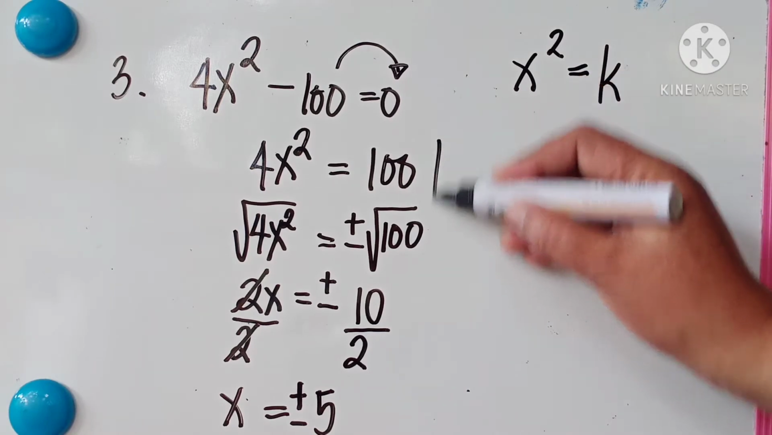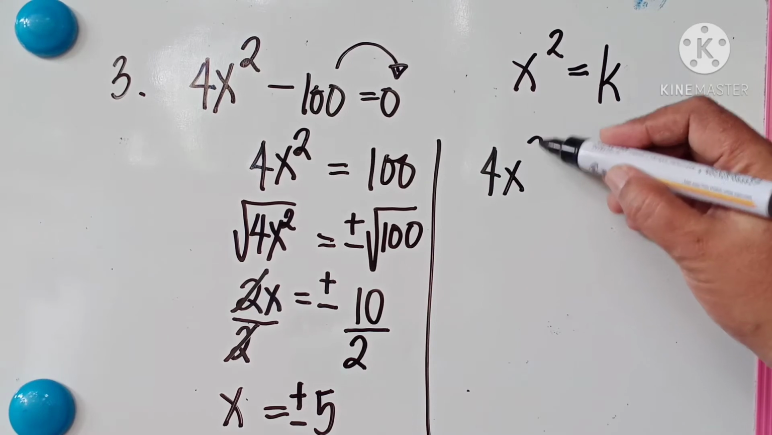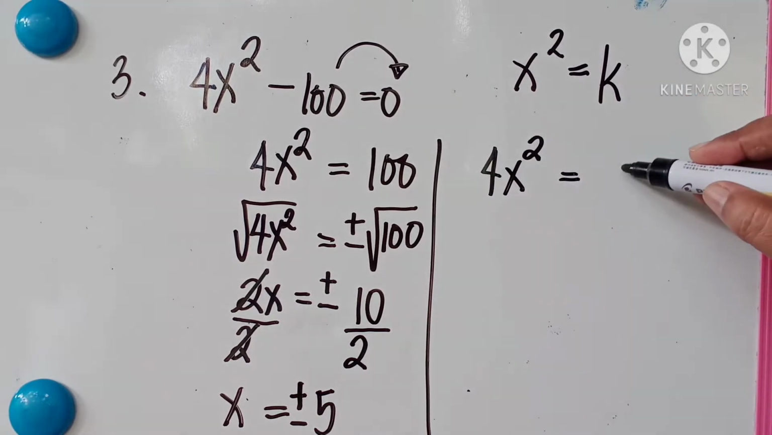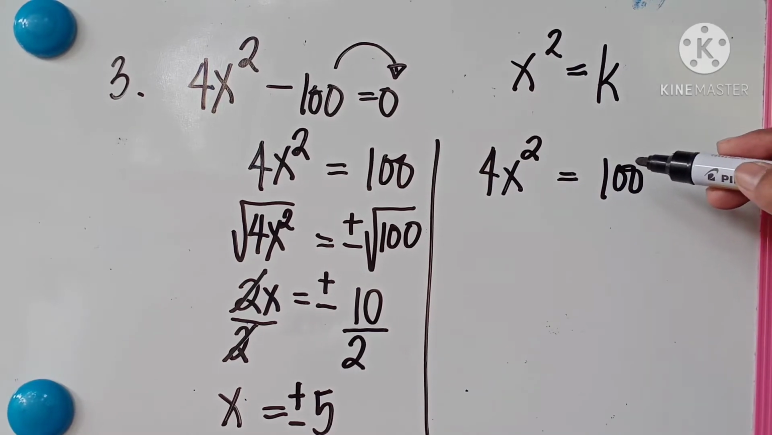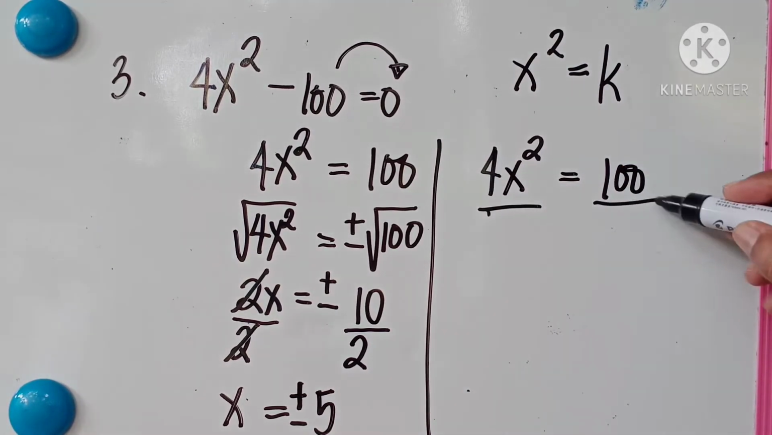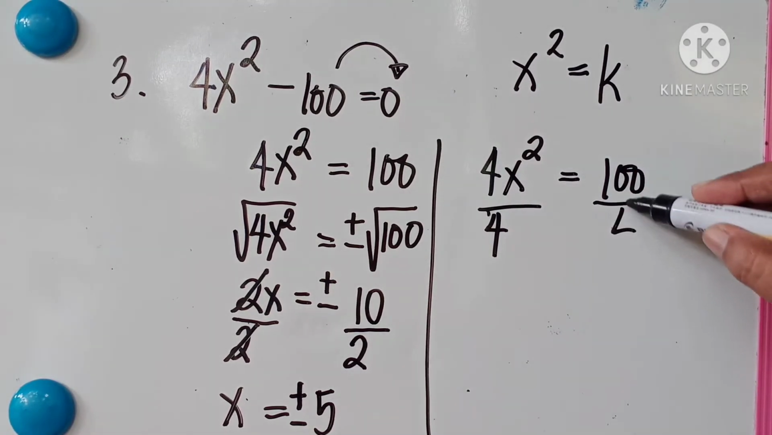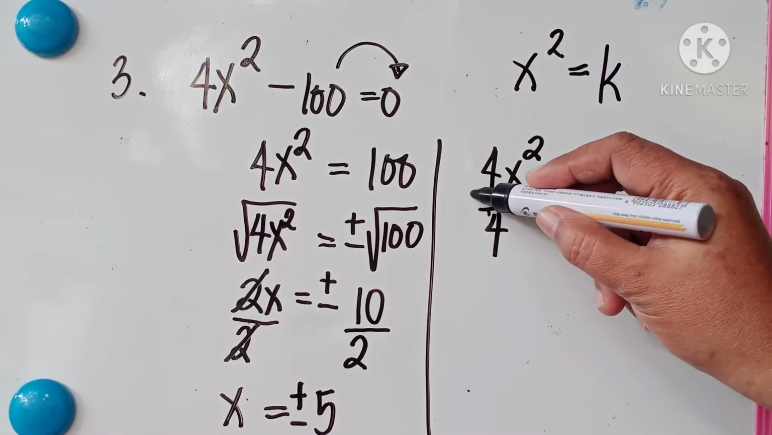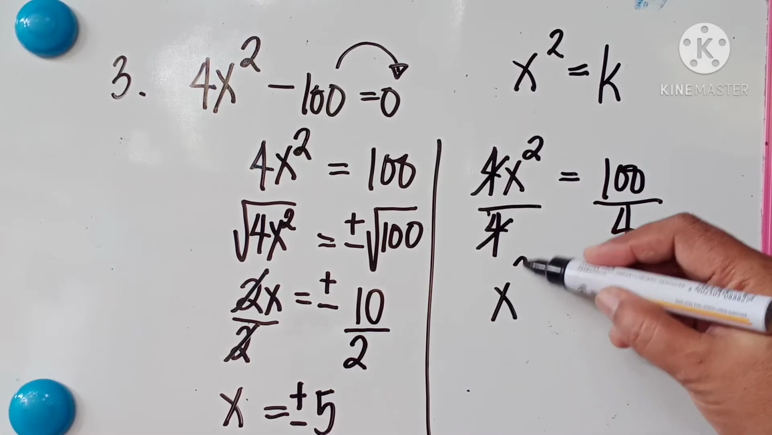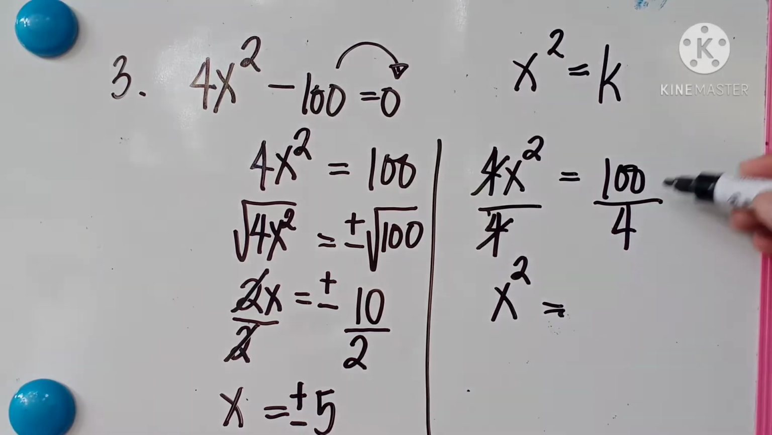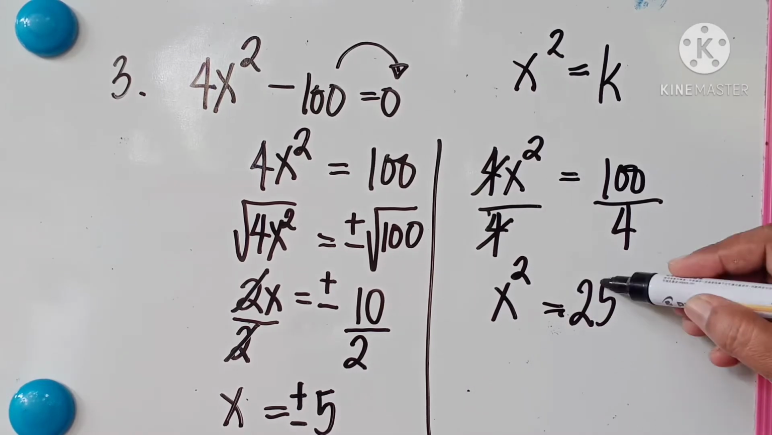Then, yung second naman is, we have 4x squared equal to 100. So, ang gagawin naman natin dito is, divide agad natin both sides of the equation by the coefficient of x squared. And that is 4. So, divide 4 by 4. We have now 1, then x squared, then equal to 100 divided by 4 is 25.